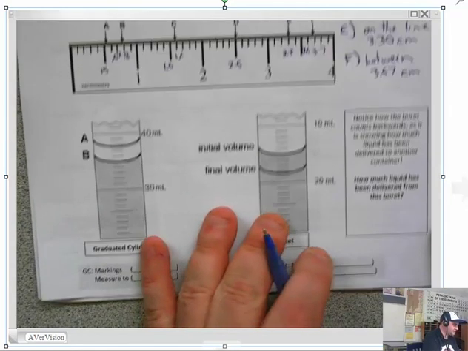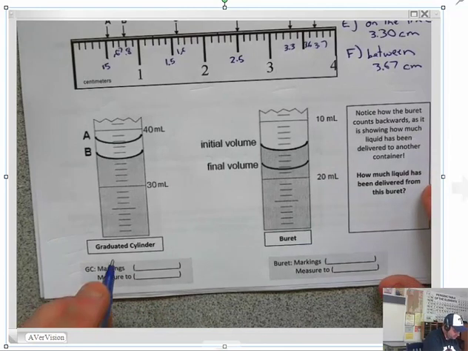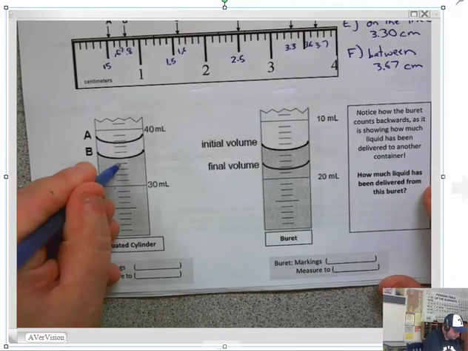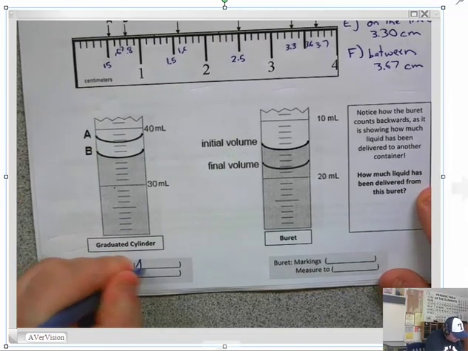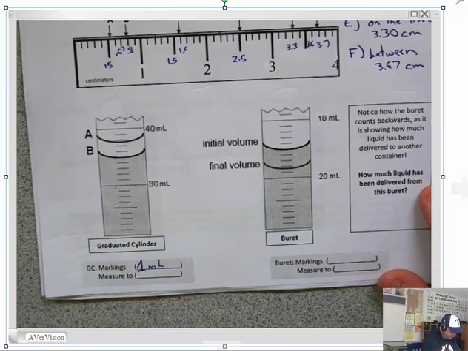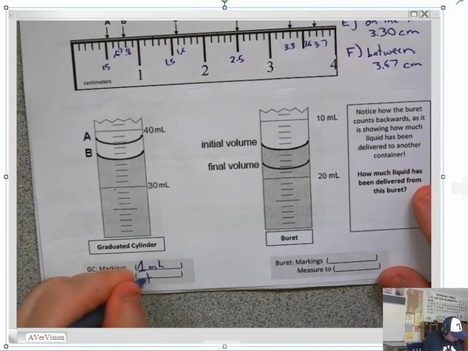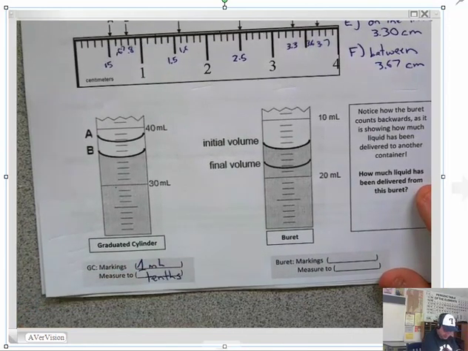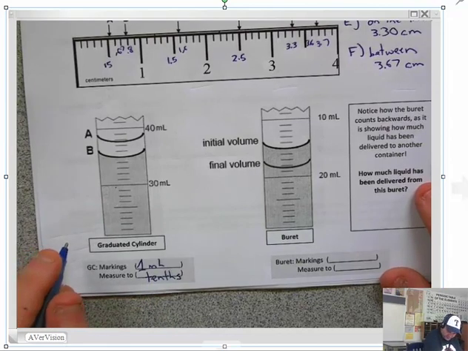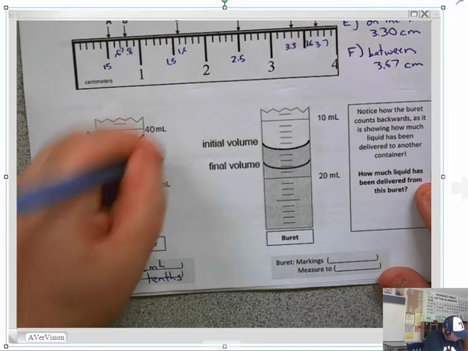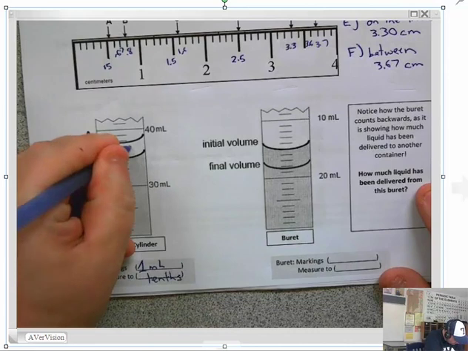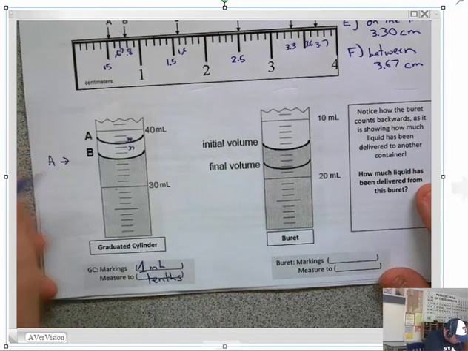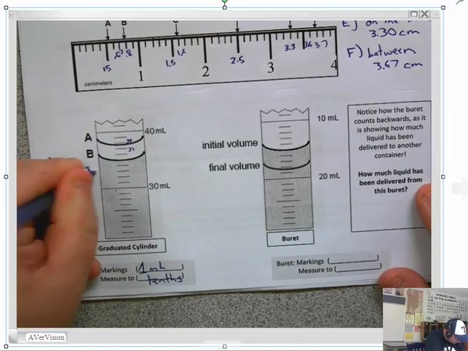Okay, graduated cylinders here. Again, we've got to figure out what these are going by. So this is 30, 31, 32, 33, 34, 35, 36, 37, 38, 39, 40. So the markings are to 1 milliliter. Each line represents 1 milliliter. So here we are going to measure to the tenths place because we have to be able to estimate between the lines. So first we're going to do A. A looks between the lines here, so this is 37 and this is 38. Not on the line, so we're going to say that is 37.8 milliliters.